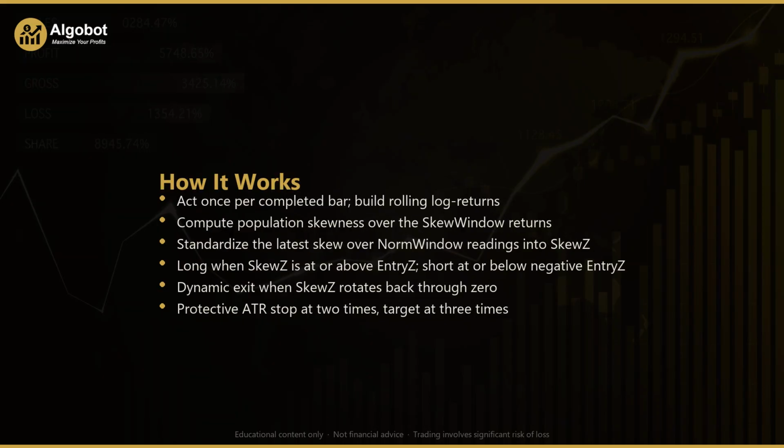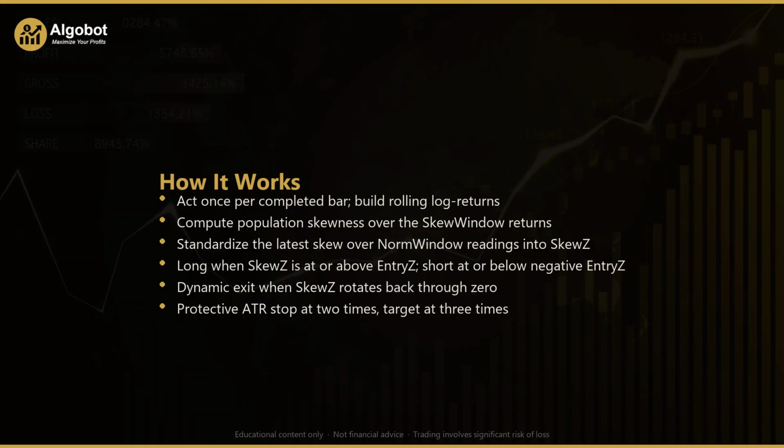Let's walk through the mechanics step by step, exactly as the code does it. The expert advisor acts once per completed bar. On each new bar, it takes the bar that just closed and updates a rolling series of log returns, which is simply the natural logarithm of each close divided by the previous close. Once it has collected enough returns to fill the skew window, which defaults to 30 bars, it computes the population skewness of that window. Skewness here is the third central moment divided by the standard deviation cubed. A positive value means the recent returns lean upward, and a negative value means they lean downward.